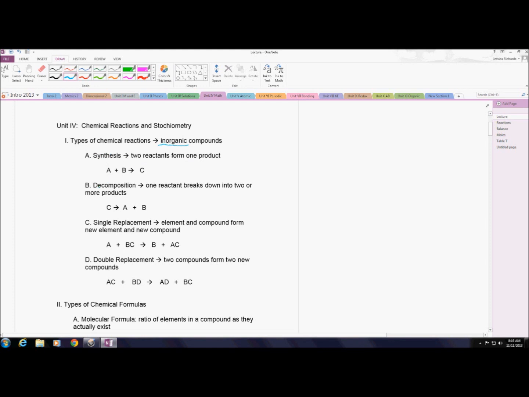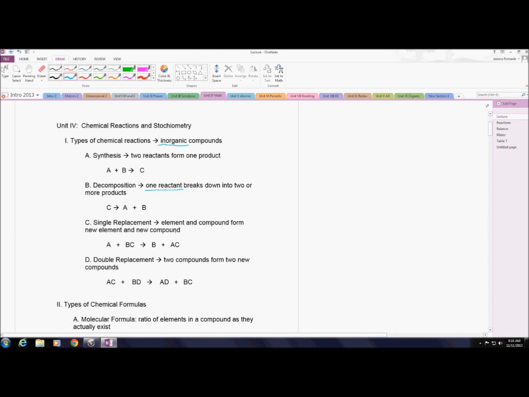The opposite of synthesis would be decomposition. You have 1 large particle that gets broken down into 2 or more smaller pieces. So general formula, C yields A plus B. So you have your 1 large piece, something happens, it breaks apart. These could be 2 compounds, they could be 2 elements, they could be an element and a compound. The key is that 1 piece for your reactant, 1 reactant, is going to be decomposition.